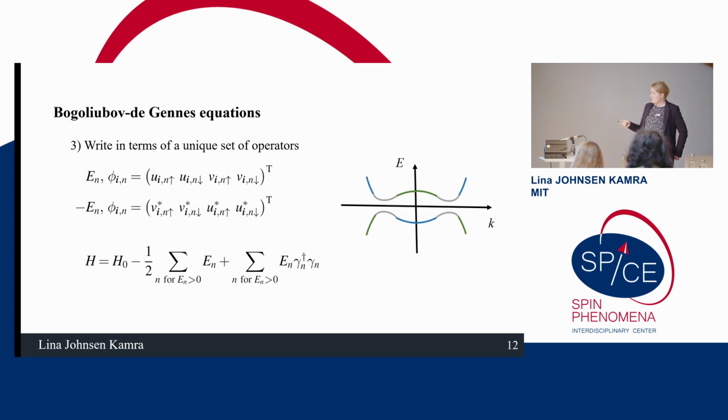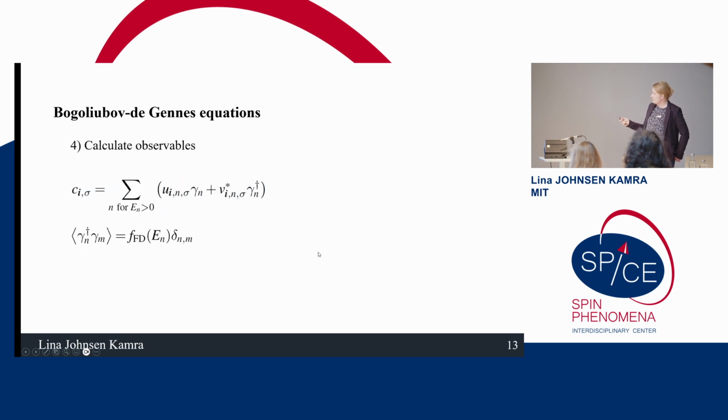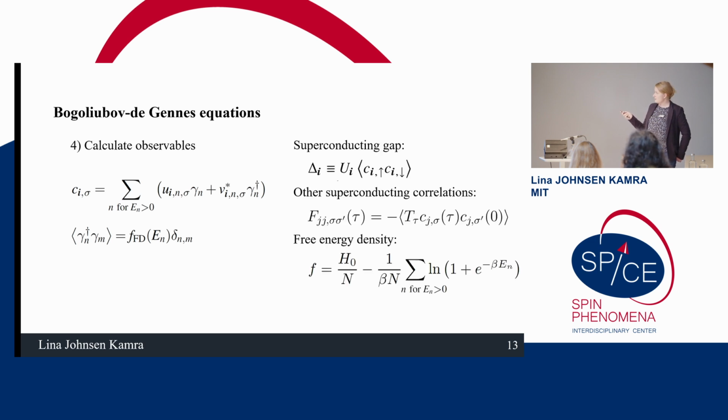And we can then write our Hamiltonian in a diagonal form where all these new gamma operators are now independent fermion operators. So now we can calculate all the observables by relating known quantities to these new operators and evaluating the Fermi-Dirac distribution as the expectation value of these operators.